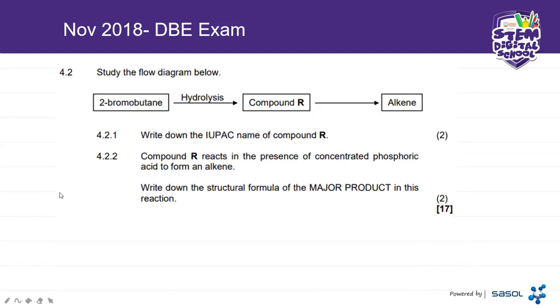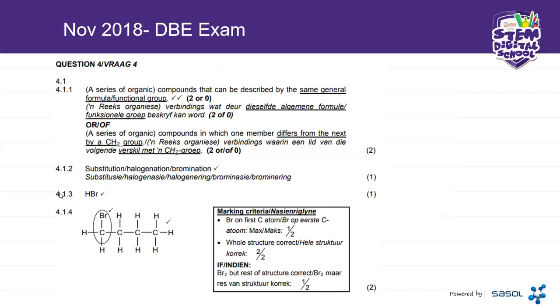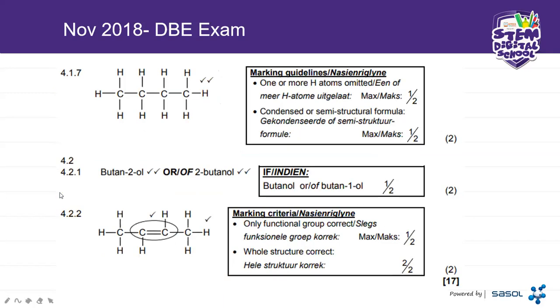Okay, write down the IUPAC name of compound R. Okay, so this is going to give us butanol, or you can write 2-butanol. Don't write it as, like I said, it's better to write 2-butanol than write butan-2-ol, because you'll never be too sure where you need to put it, especially when it comes to an exam. You're not sure whether to put it in front of the N or in front of the O. So it's much more important for you guys to write it as 2-butanol so that you guys can understand.